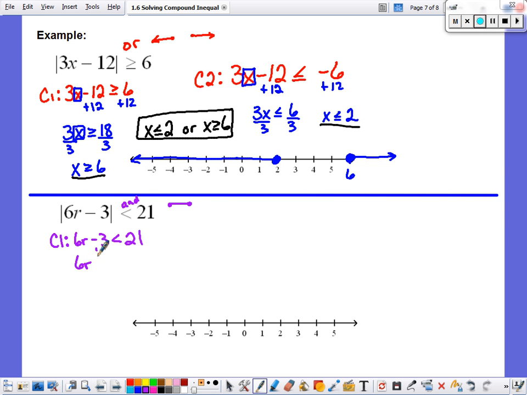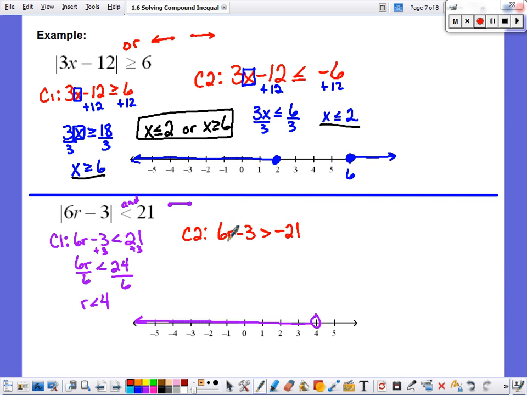So we're going to add 3 to both sides. And then divide by 6 on both sides, and what you get is r is less than 4. So it's going to be open at 4, and it's going to be going that way. So I'll get that graph in there. Case 2, that's the tricky one. Case 2, we drop the absolute values, we change it, we flip it. Change, flip. Change the sign, flip the sign. Change the sign, flip the sign.